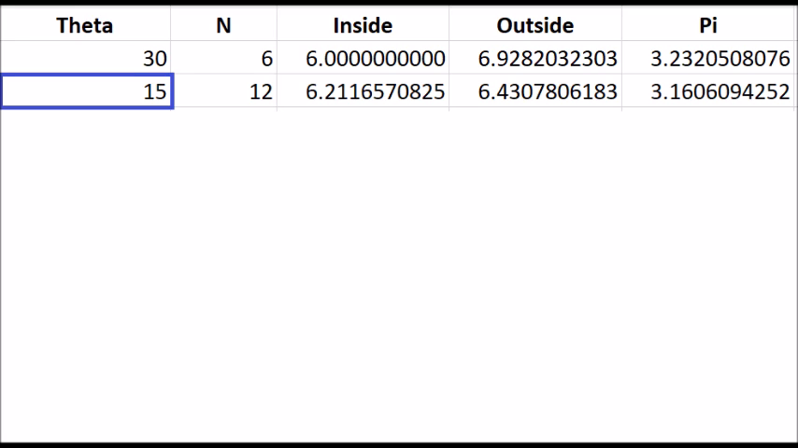Before we get there, let me just summarize our results from the hexagon, n equals 6 sides, and the dodecagon, n equals 12 sides. These numbers come from what we just saw in the last slide and the previous lesson. There are only 2 rows thus far. Notice that 15 is half of 30, and 12 is 2 times 6. The last 3 columns are for inside perimeter, outside perimeter, and their average divided by 2. These should look very familiar.